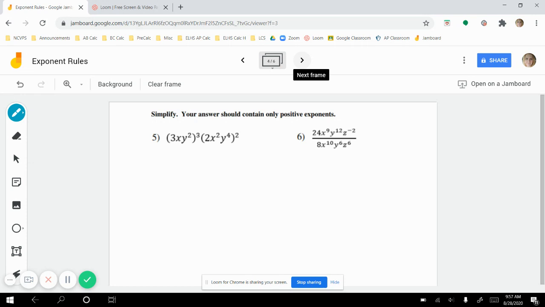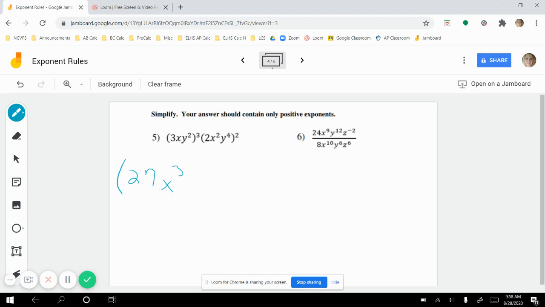Let's try another one. Here we have some multiplication. So we have the first set of parentheses raised to the 3rd power and the second set of parentheses raised to the 2nd power. So let's take care of those first. 3 to the 3rd power is 27. Okay, now let's keep going. Let's erase that. There we go. Okay, let's go back. 27. Now we have x raised to the 3rd power, so that's x cubed.